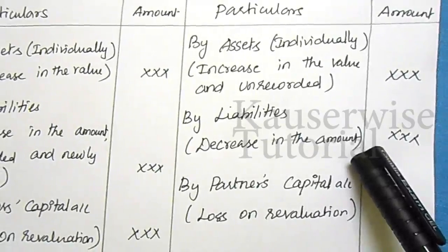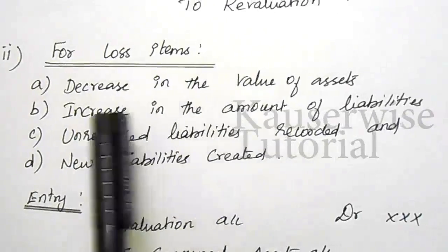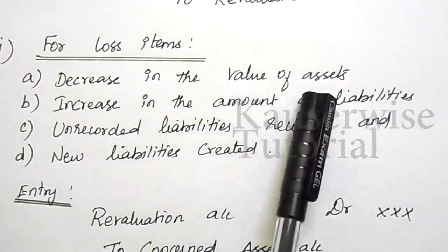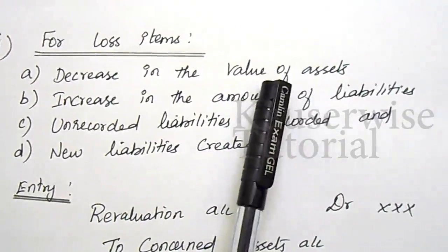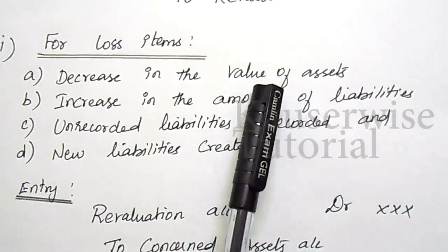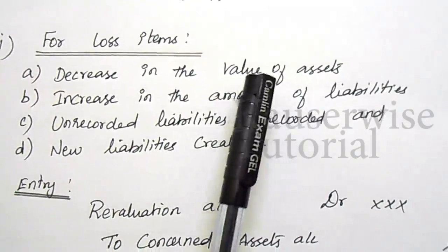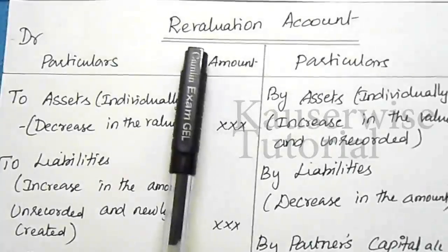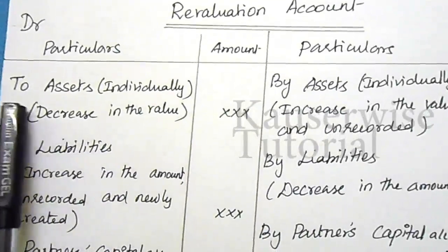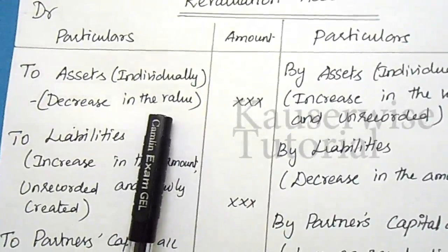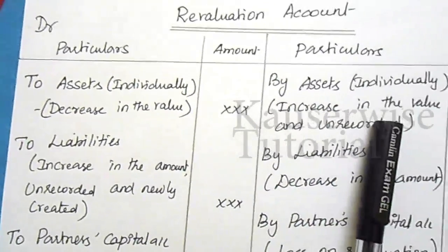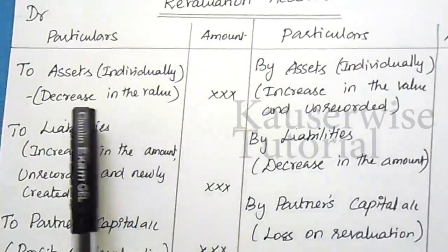Now look at the loss items. For loss items, decrease in the value of asset. So any asset decrease is a loss for the partnership firm. So this will be recorded under the debit side of the revaluation account. Look at the revaluation account debit side: to asset, decrease in the value of asset. So any increase in the value of asset goes to the credit side, and decrease in the value of asset goes to the debit side.